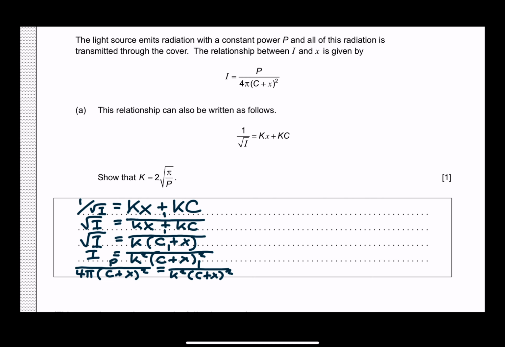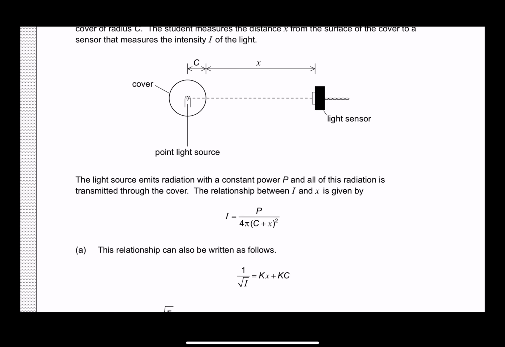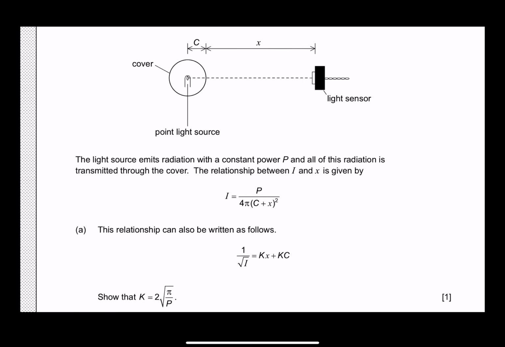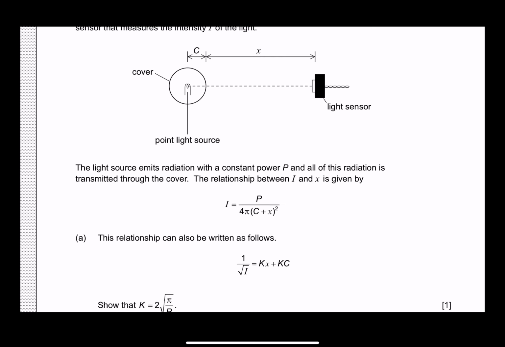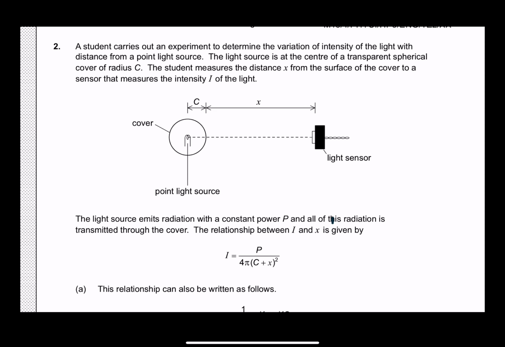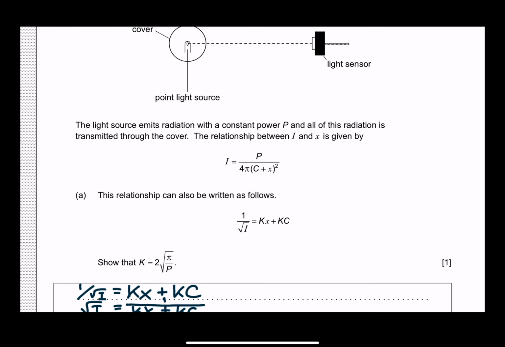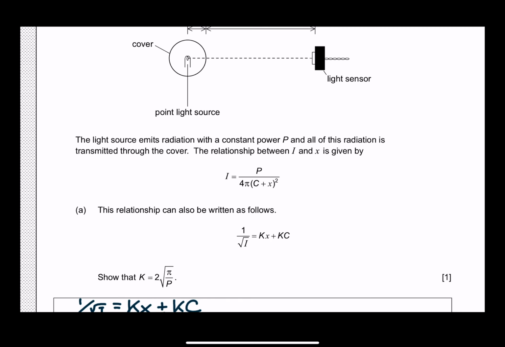Okay, so we have this light source with a cover, and it gives the radius of the cover as capital C, and the distance from the edge of the cover to the light sensor as x, and it says that the intensity of the light is capital I, and the radiation coming out of the lamp has a constant power P. And so we have the relationship between intensity and distance between the cover and the light sensor. That's I equals P over 4 pi in parentheses C plus X all squared.